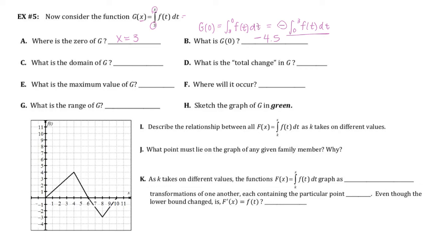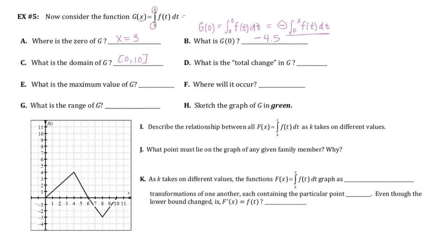This time it occurs at 3. Now the domain of g, all of the x values that we can consider for g, we can look and see that that's going to be from 0 to 10 again. There's all of our x values. And then what is the total change in g?